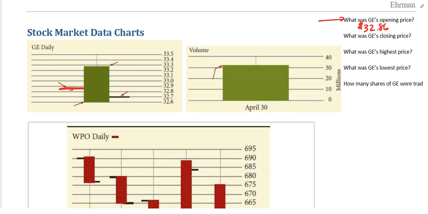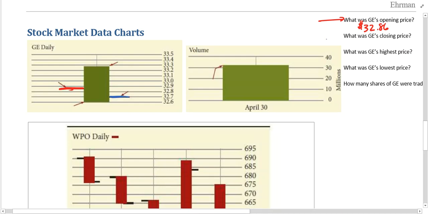Now, its closing price, on the other hand, is going to be represented by this blue line that I'm marking, this blue arm over here on the right-hand side. So it opened at this value, it closed at this value. From the start of trading to the end of trading that day, it looks like it lost some value here, and it landed right on this 32.7 line. So I'm going to record that as $32.70.